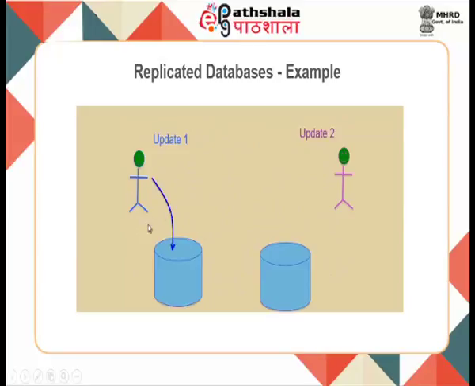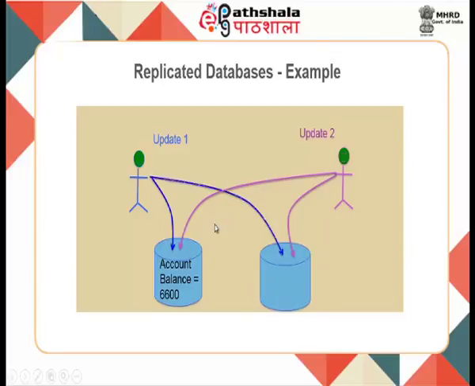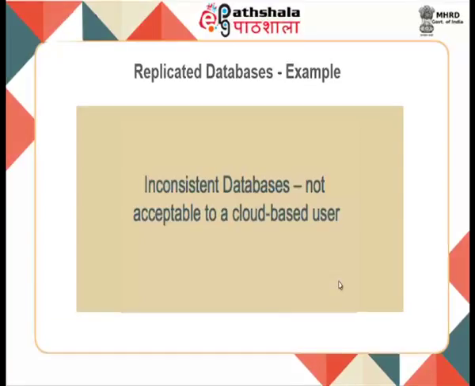This update 1 will come first and update 2 will come next in DB1, and the account balance will be 6,600, whereas update 2 will first arrive in the South African database and then update 1 will arrive, and the account balance will be 6,100. An inconsistency in the database, which is not at all acceptable in the cloud-based use.